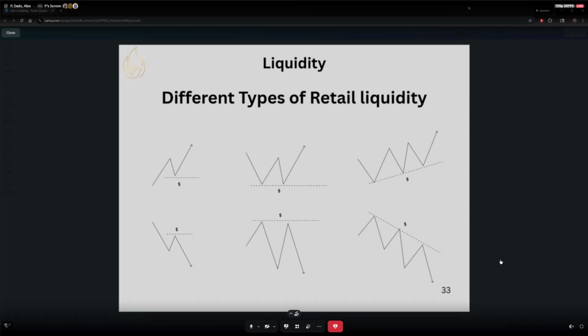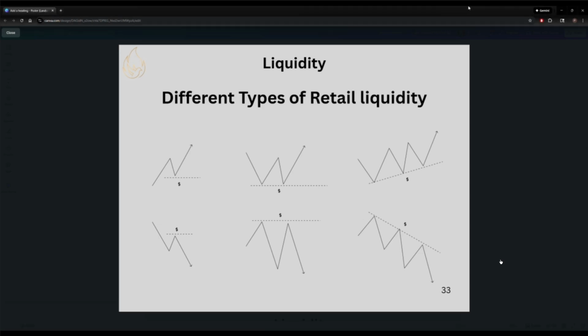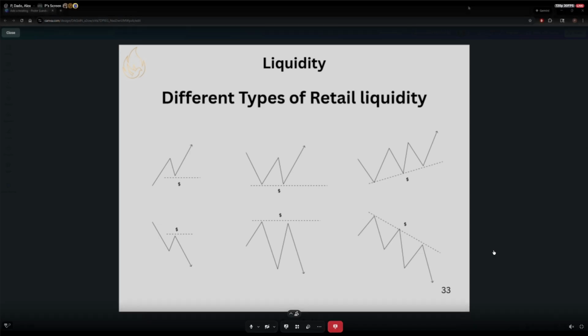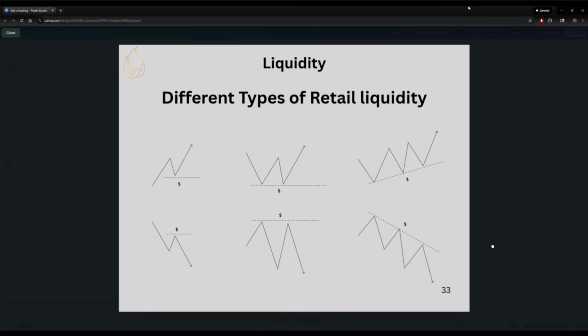I'm a little confused. Can we sweep liquidity and continue in direction, or is liquidity only swept when we change direction off of it? Both. Both, it can act as... Yeah, that's what really confused me. Okay.